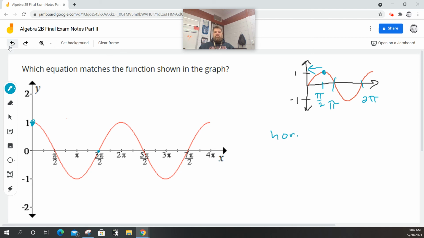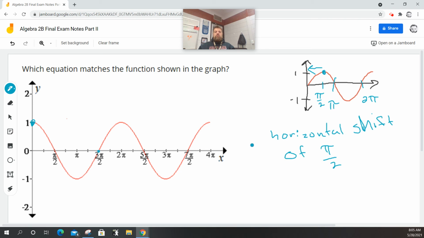I better write the regular Z. You guys don't know cursive letters. It looks like it was horizontally shifted of pi over 2.